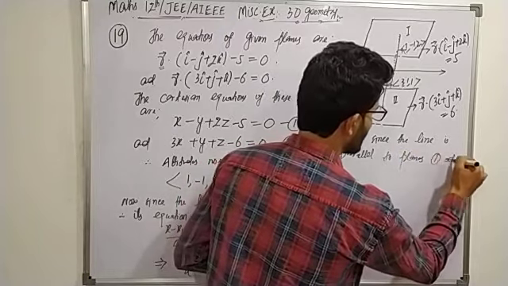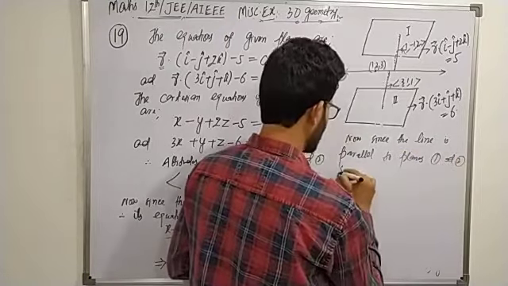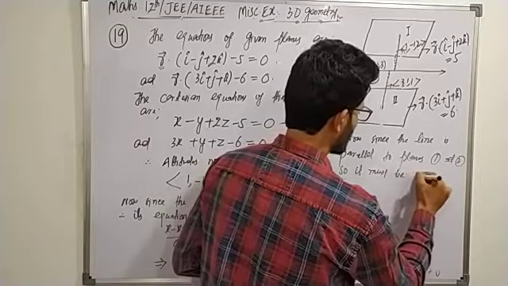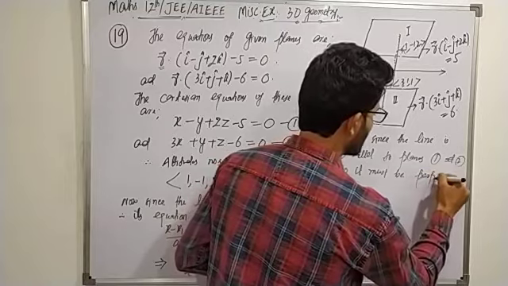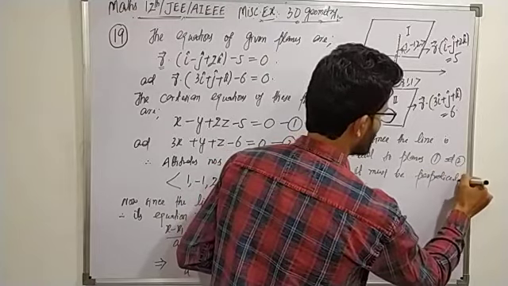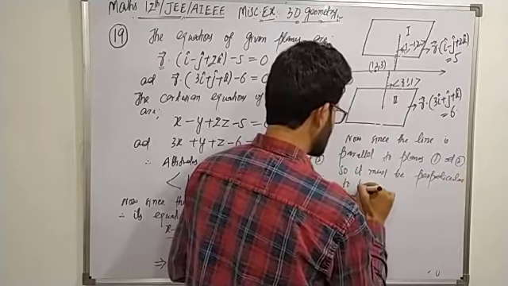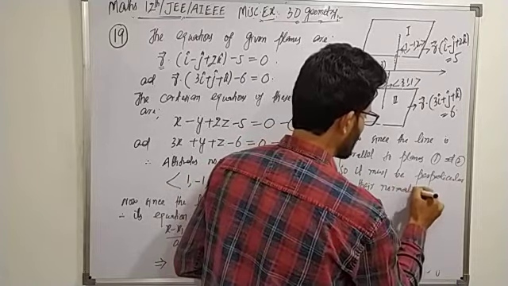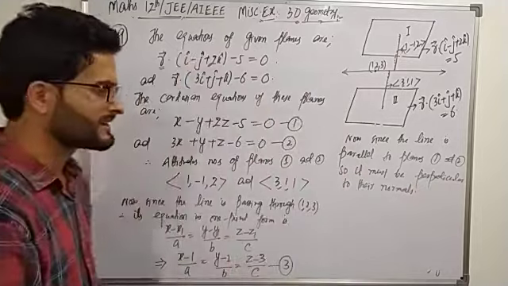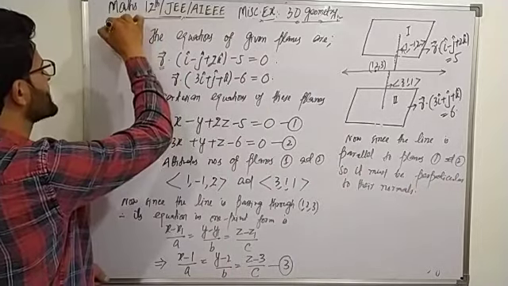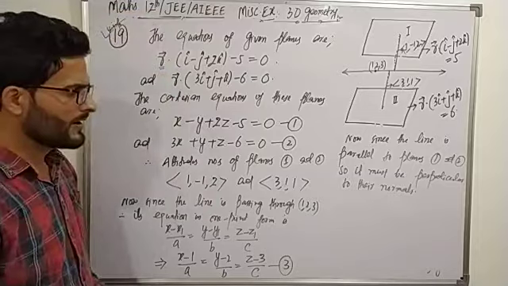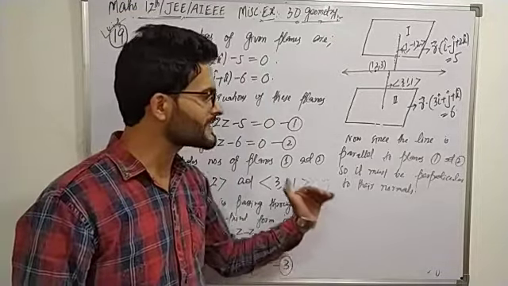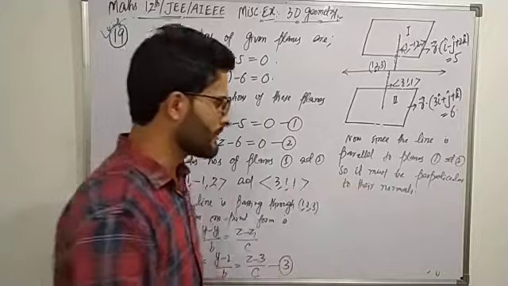Since the line is parallel to planes first and second, it must be perpendicular to their normals. And this is an important question as far as your examination is concerned. So since the line is parallel to planes first and second, it must be perpendicular to their normals.